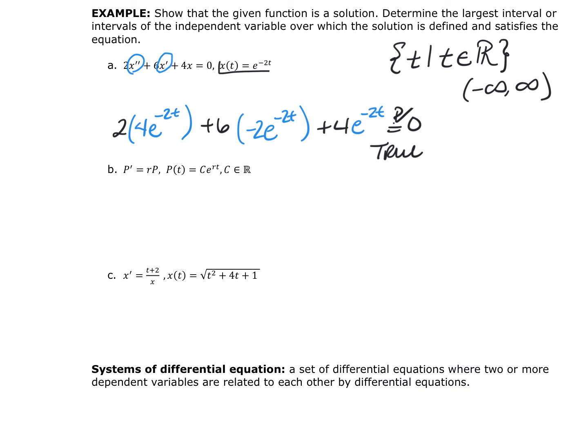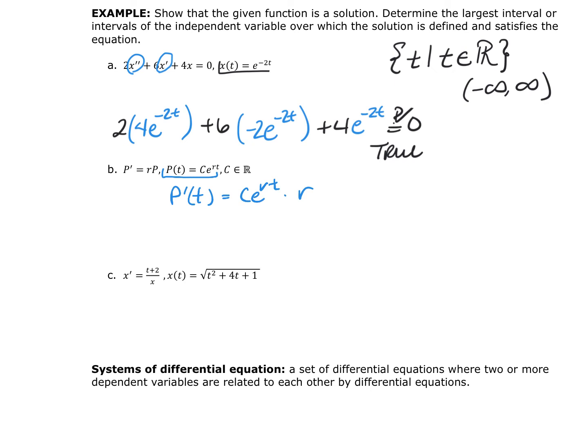So for my next example, I am asked to find just the first derivative. So here's my original function. It is a function with respect to t, a function of t. So I'm asked to find the first derivative. So p prime of t is going to be c e raised to the rt multiplied by r.